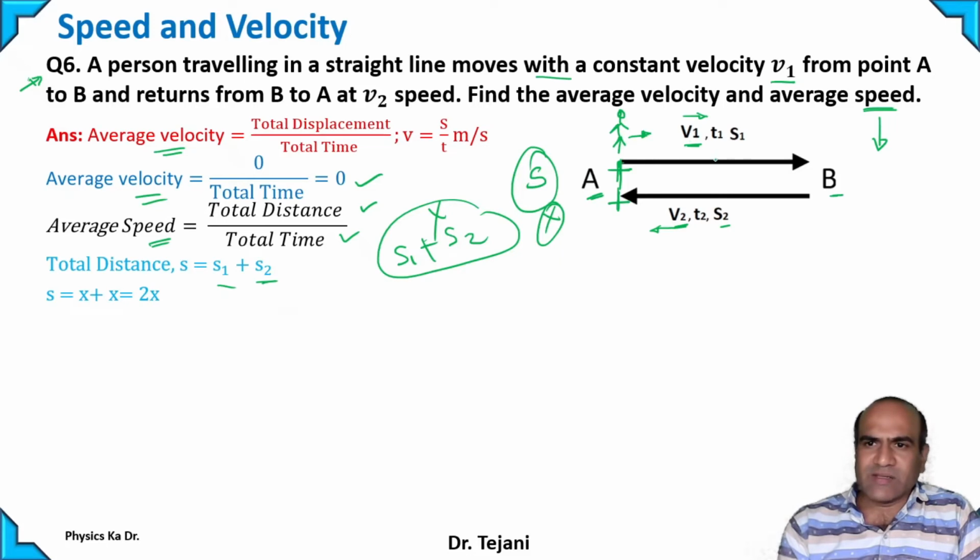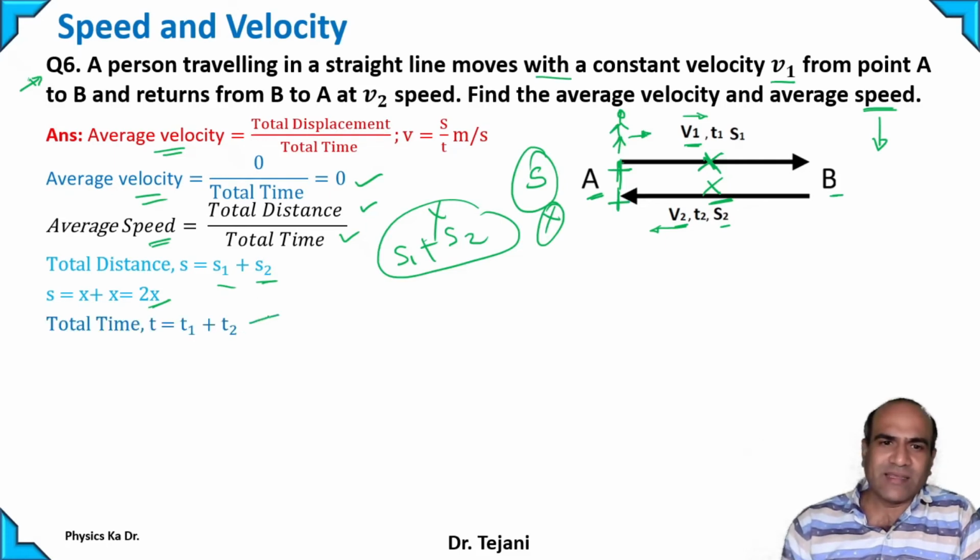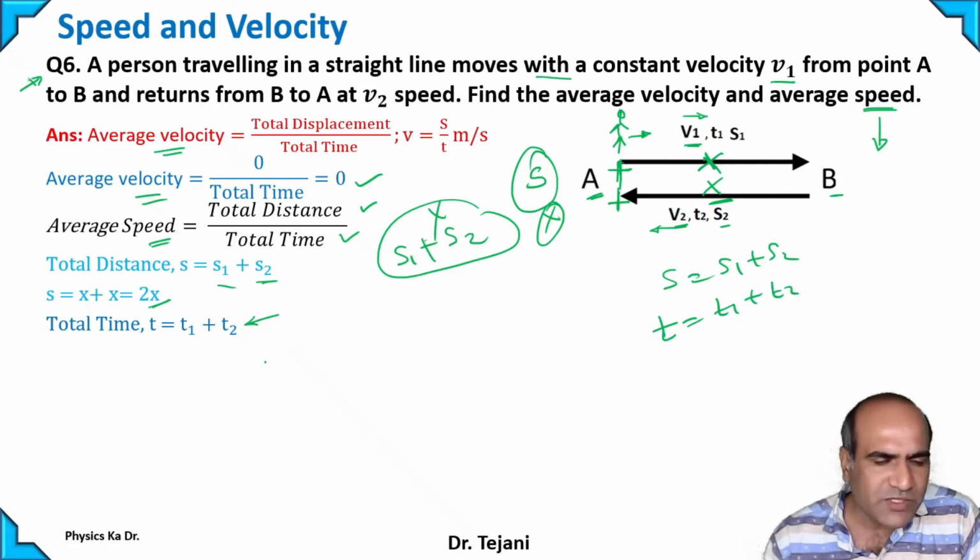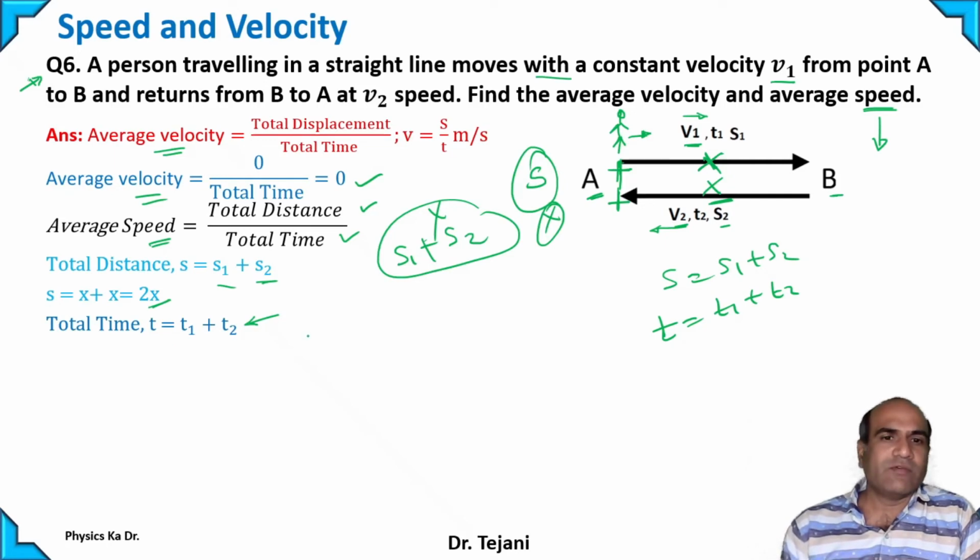So the distance traveled is the same. Let us assume this distance is x. Returning also is a similar distance. 1000 plus 1000 becomes 2000, and here x plus x becomes 2x. Right. What about the second? Yeah, we always go with s is equal to s1 plus s2, t is equal to t1 plus t2. That is universal. So t is equal to t1 plus t2, the time required for that, and we know the equation t is equal to s by v, right?